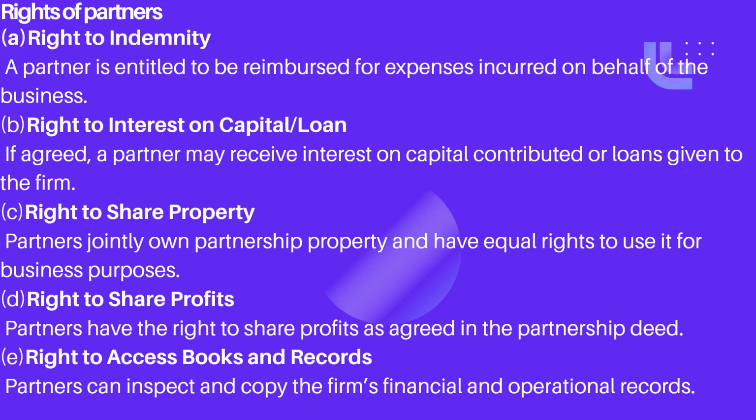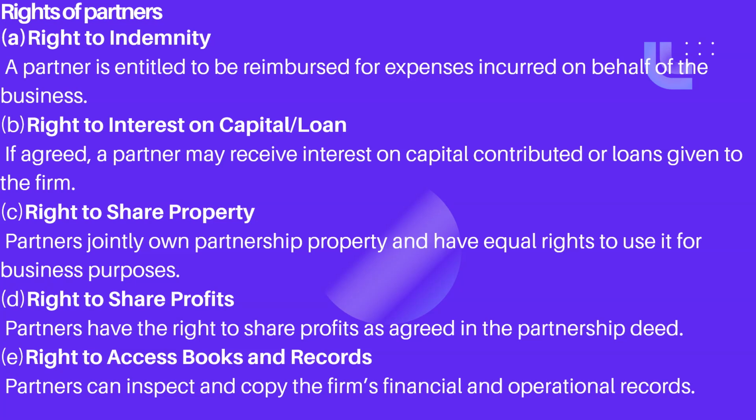The other one is now on the rights of partners. Number one is right to indemnity. When we talk about indemnity, it's all about reimbursement. Sometimes you may go out, still on the activities of the partnership, and you spend an amount, and that's what we are saying, you need to be indemnified. If you have spent an amount on behalf of the partnership, then indemnity is about you getting a reimbursement of that amount. That is your right as a partner.